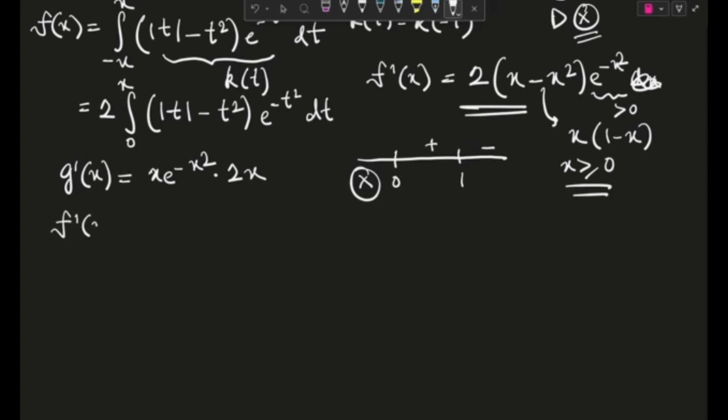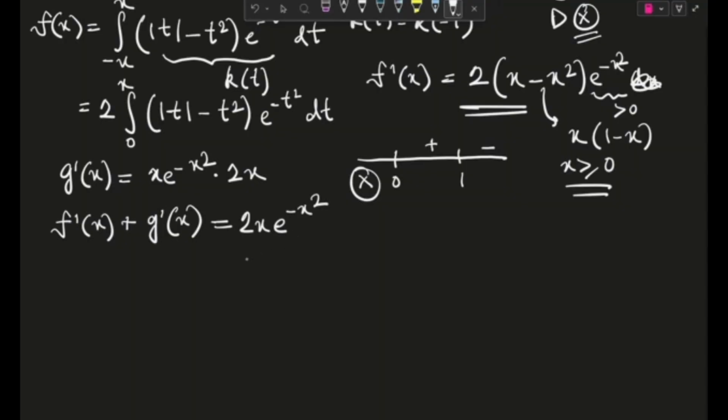So now what I will do is add f dash x and g dash x. That's the beauty of this question. What you will observe is 2x e power minus x square minus 2x squared times e power minus x square, and that is what we have here. So the x square and x square terms both get cancelled, and what we have left over is 2x e power minus x square.